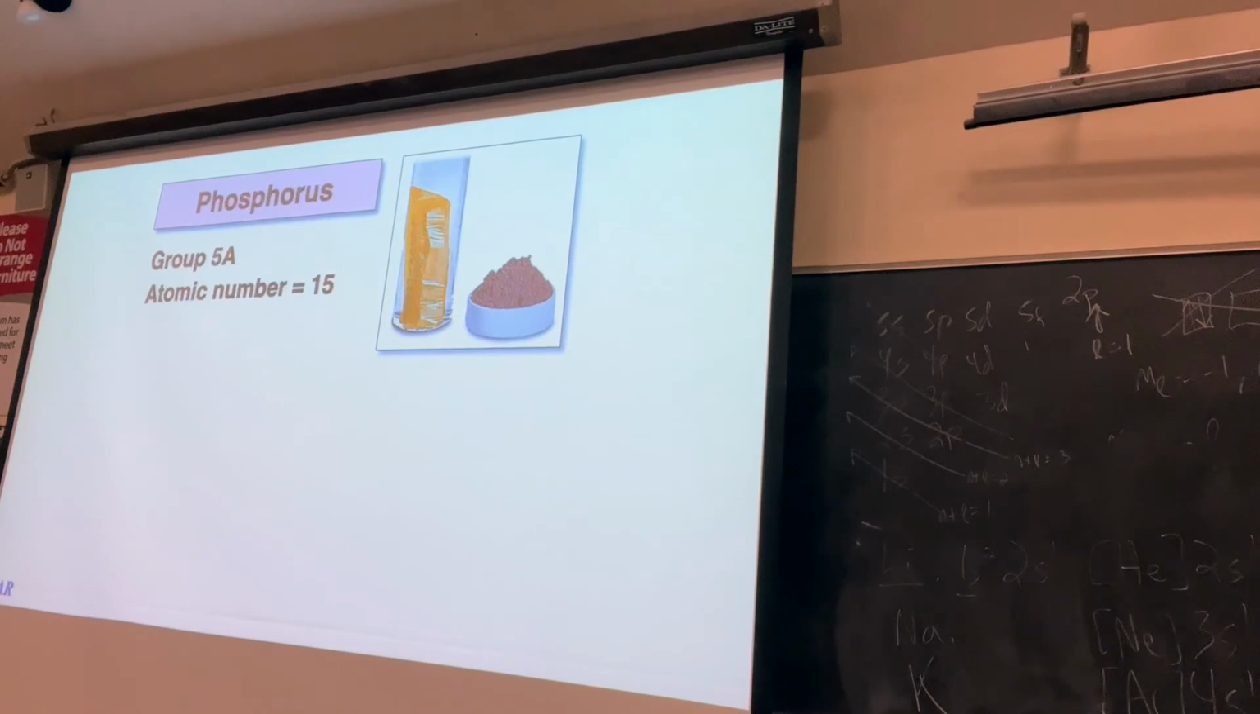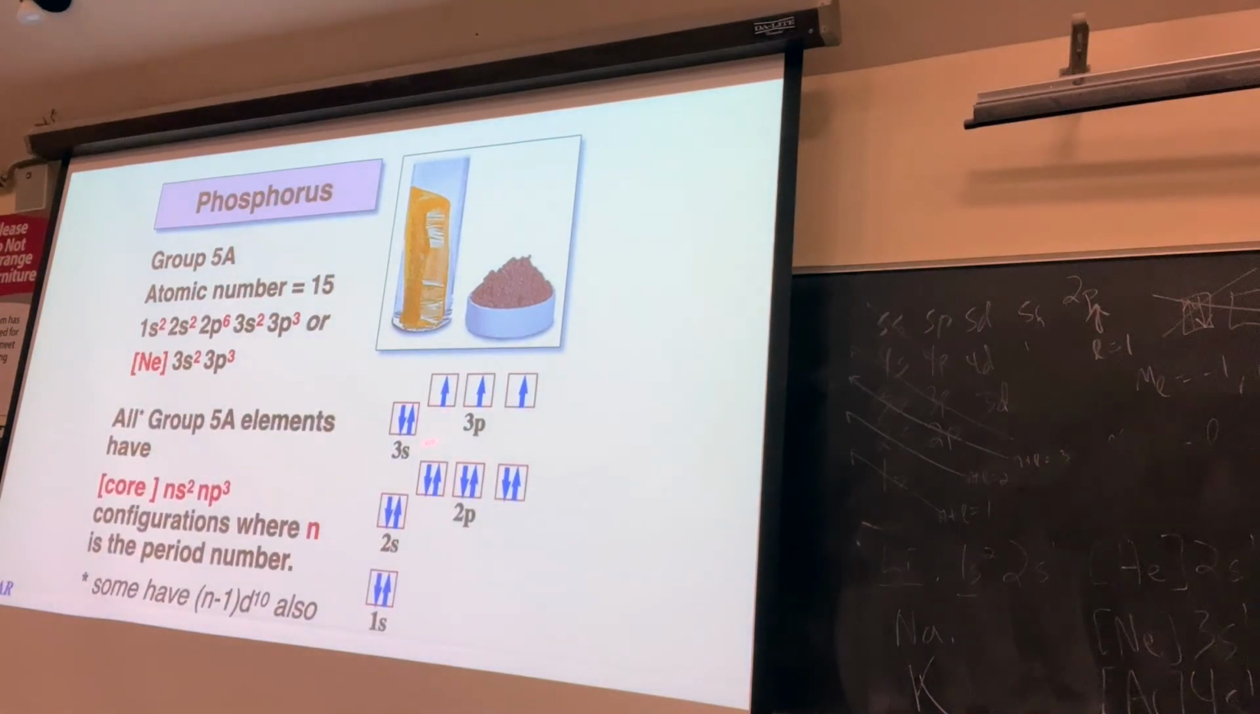Phosphorus, group 5A, 15 electrons: 1s2, 2s2, 2p6, 3s2, 3p3, or neon 3s2, 3p3. Noble gas configuration comes really handy as the elements start getting bigger. There's nothing wrong with writing it out like this, but after a while noble gases are a cool way to go. Here's the 3s2, here's the 3p3. All of these 5As will have something similar. Some of them will have some Ds, we'll talk about that in a little bit. That's why they're all very similar in their reactivity.